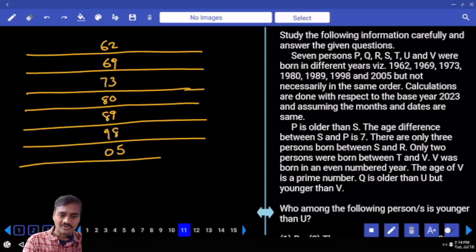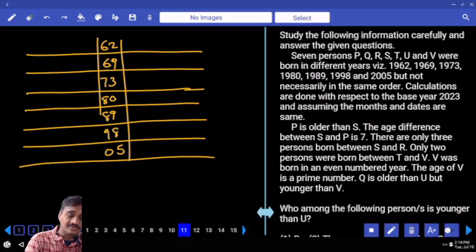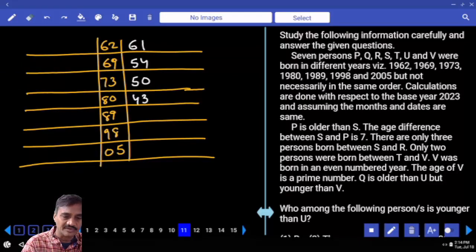Now the one who was born in 1962 will be how many years by 2023? 62 and 38 plus 23. And what is the number we have? 61. And next one plus 7 minus 7 will be 54. And next one plus 4 minus 4, 50. And here 73 plus 7 minus 7 it is 43. Plus 9 minus 9, 34. And next one, plus how much? Plus 9 minus 4, 25. And here plus 7 minus 7, 18.